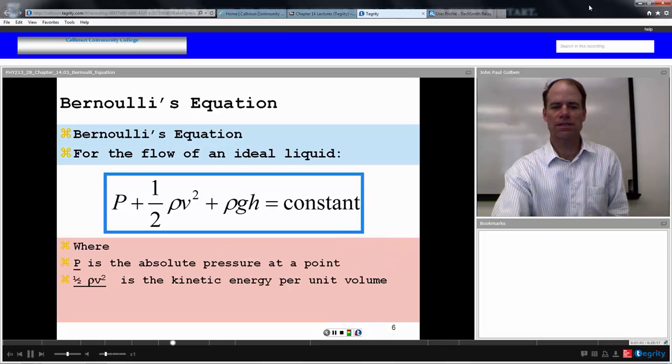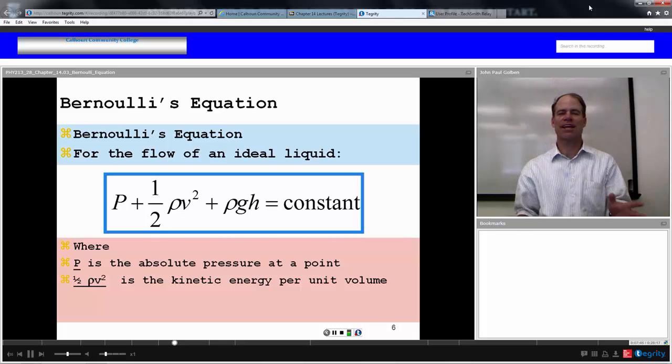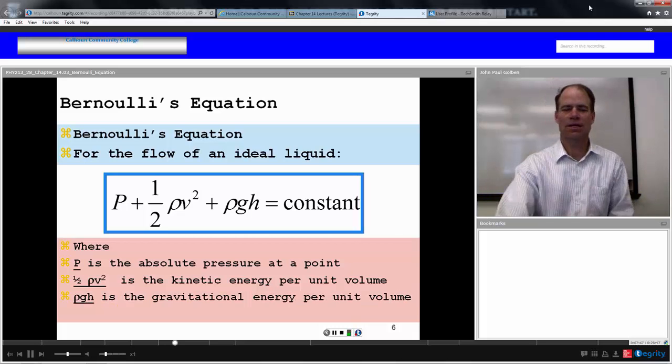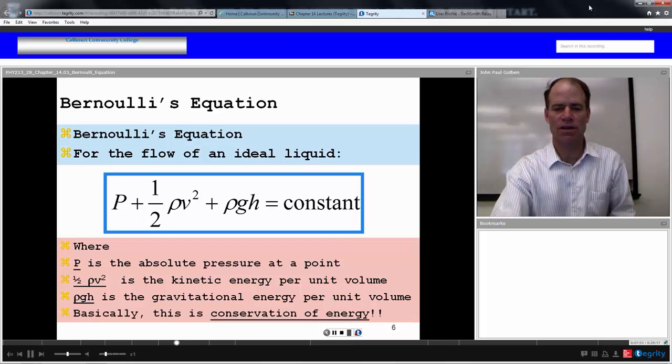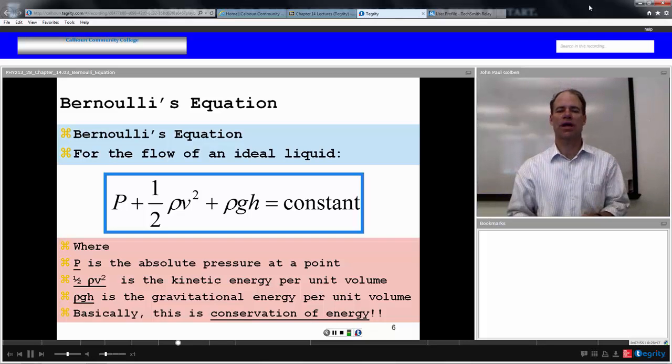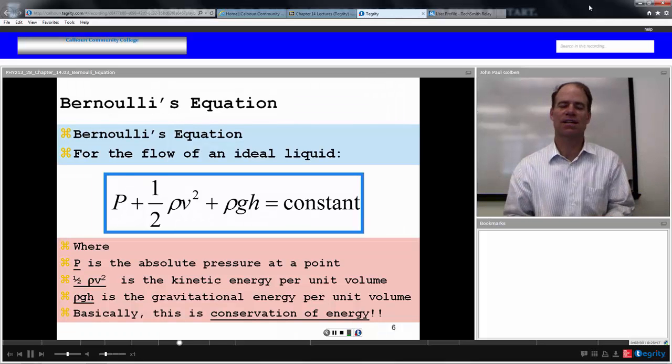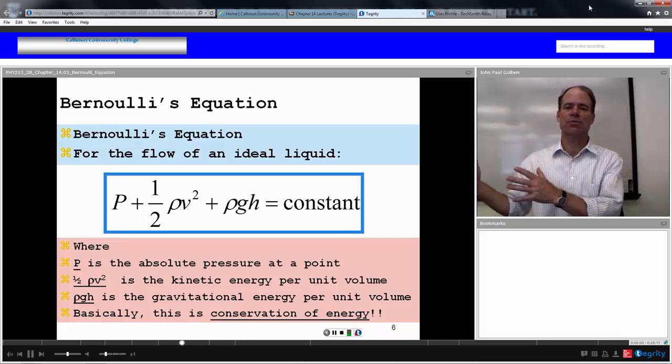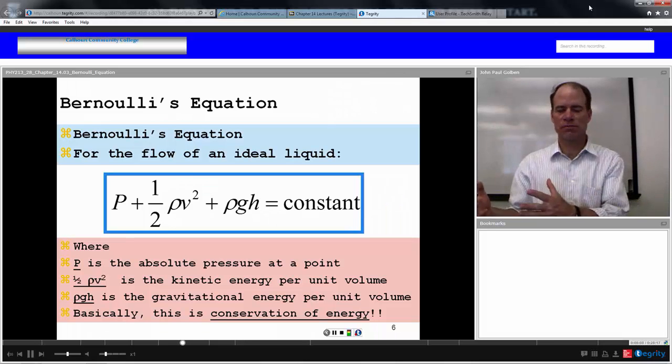Here, P is the absolute pressure at a point. 1/2 rho v squared is the kinetic energy per volume. Rho gh is the gravitational potential energy per volume. Basically, this statement, Bernoulli's equation, that all these terms add together equal a constant, is conservation of energy for a fluid. It's basically kinetic energy per volume plus potential energy per volume plus absolute pressure equals a constant.